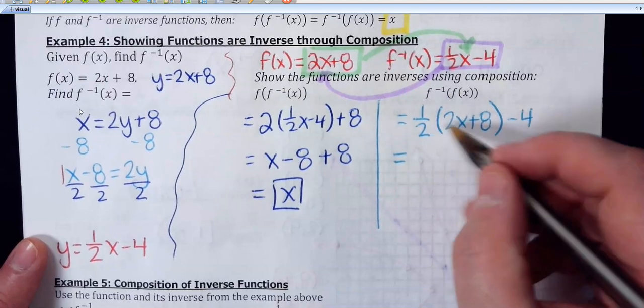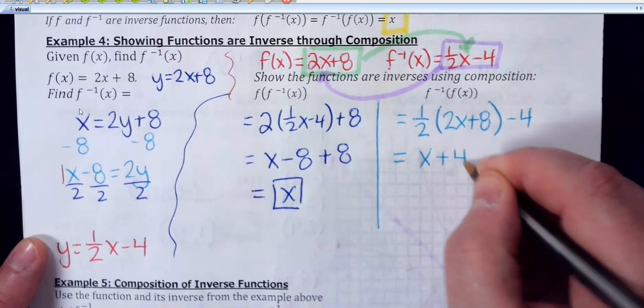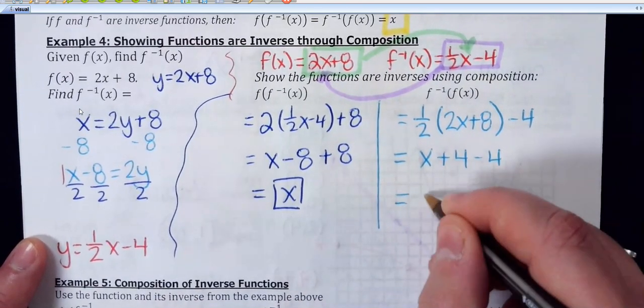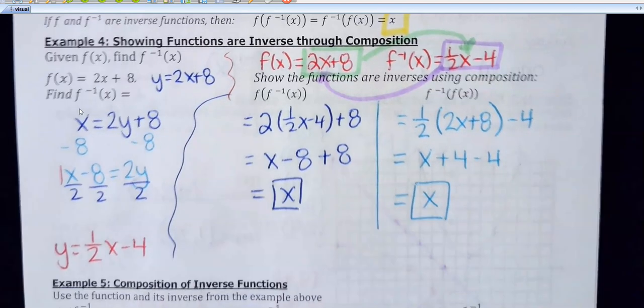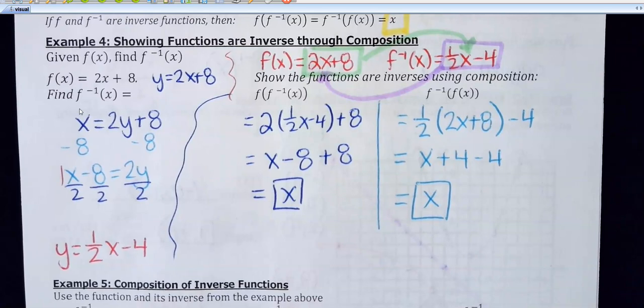So half of 2 is just 1x again. Half of 8 is positive 4, and then you have that -4 on the outside. The 4 and -4 cancel each other out, and you're just going to get x. Does anybody have any questions?